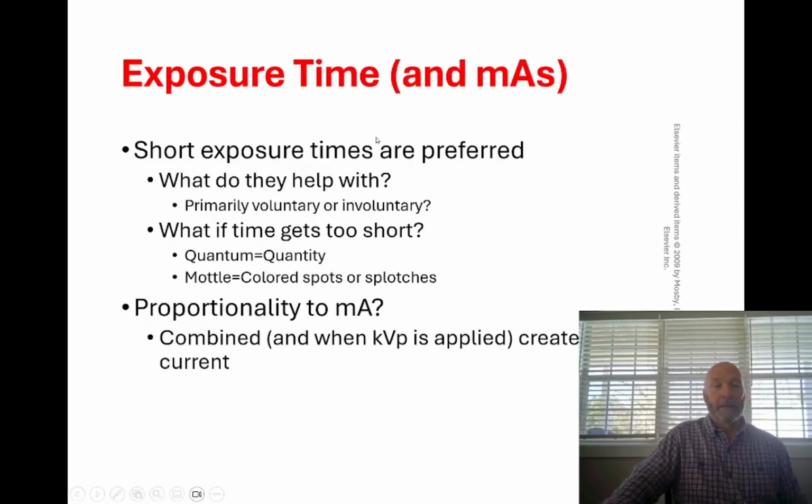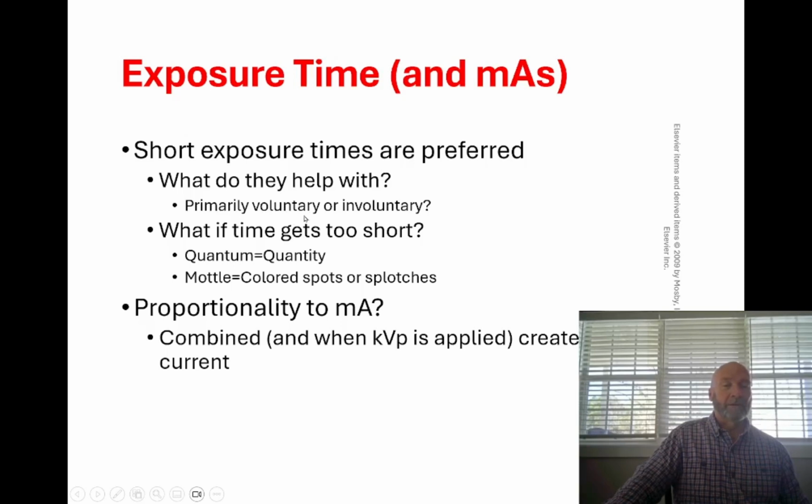So, exposure time and its role in mAs: short exposure times are preferred so that you don't introduce motion artifacts. We have two different types of motion. One is voluntary motion, one is involuntary motion. Involuntary motion is anything the patient cannot control. Breathing is a reflex, so you don't really have to think about it, and you do it anyway. Even though it's a reflex, we're still going to call it voluntary motion because most patients can hold their breath.